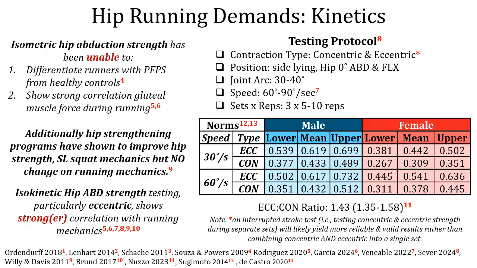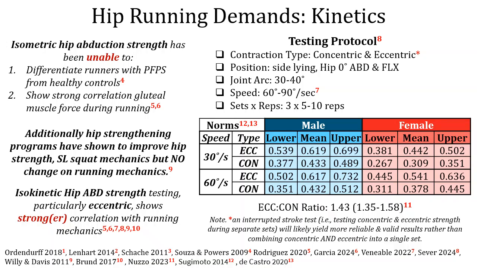And so an interrupted stroke test will likely yield more reliable and valid results rather than combining concentric and eccentric into a single set. So just from a coordination standpoint and methodology and protocol for testing, it would be strongly recommended to consider just using one set where you're only testing eccentric, and then do another set where you're testing concentric, rather than trying to combine them both.